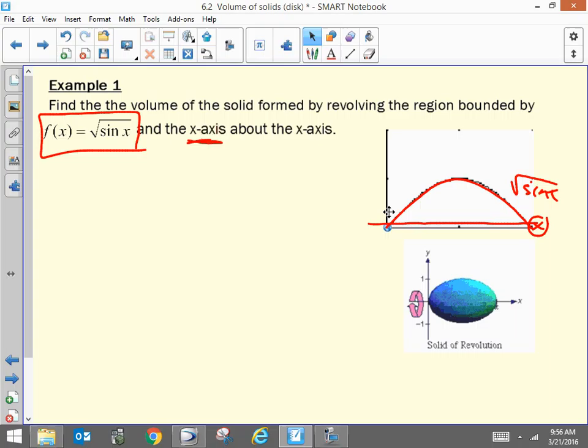Okay. So can you see that this turns into this after you revolve it? It's nice if you can imagine it. It isn't necessary to draw it. If it helps you do it, great. If it doesn't help, you can do without.